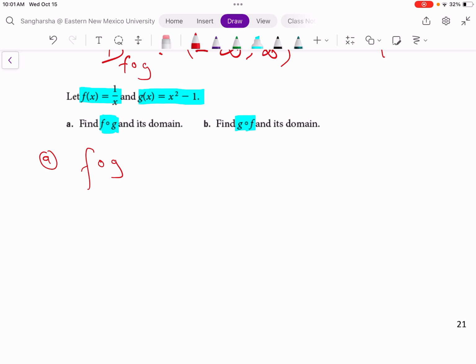So let me write down its input. Its input will be x. Okay, we have x as an input for function f and x as an input for function g, and f composite g will have x as an input. And the definition of f composite g is f of g of x. Okay, you replace your composite sign by parentheses and you get the definition.